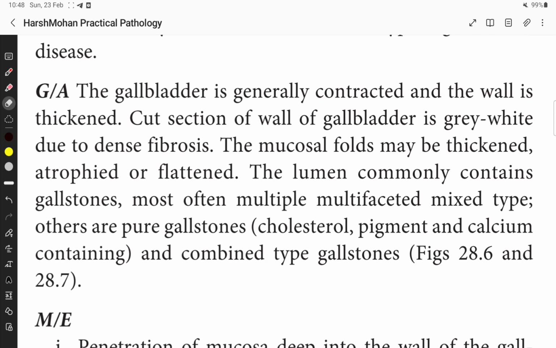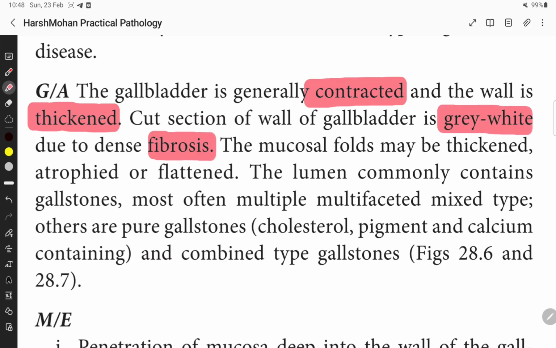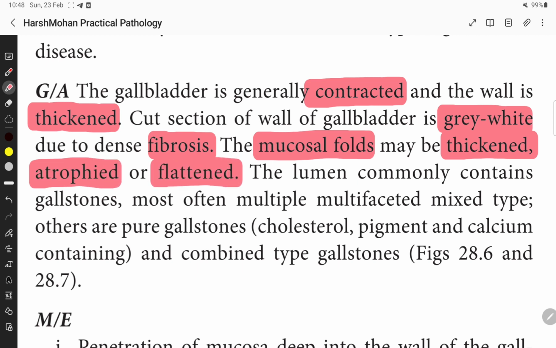The gross appearance in chronic cholecystitis: the gallbladder is generally contracted and the wall is thickened. The cut section of the wall of the gallbladder is gray white in color because of dense fibrosis. The mucosal folds may be thickened, atrophied, or flattened. The lumen commonly contains gallstones, most often multiple multifaceted mixed type.